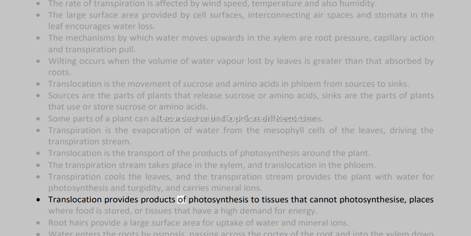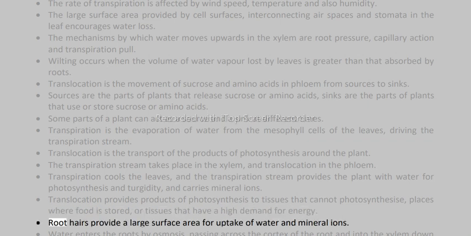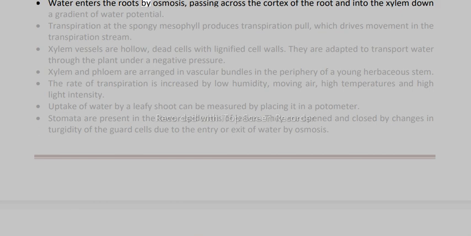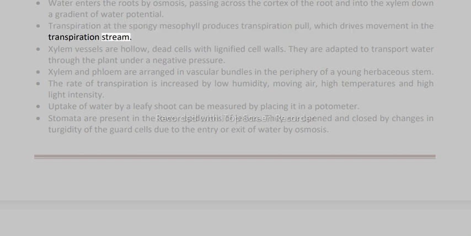Translocation provides products of photosynthesis to tissues that cannot photosynthesize, places where food is stored, or tissues that have a high demand for energy. Root hairs provide a large surface area for uptake of water and mineral ions. Water enters the roots by osmosis, passing across the cortex of the root and into the xylem down a gradient of water potential. Transpiration at the spongy mesophyll produces transpiration pull, which drives movement in the transpiration stream.